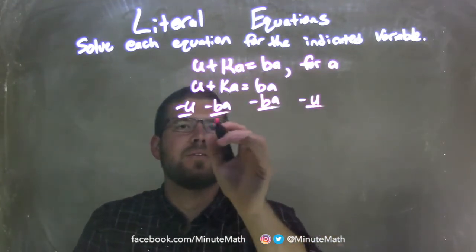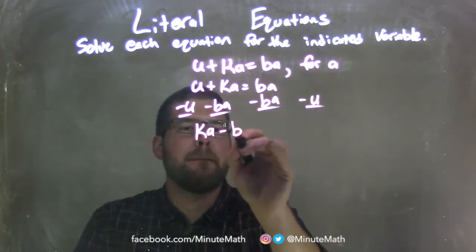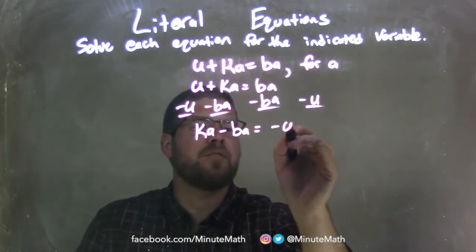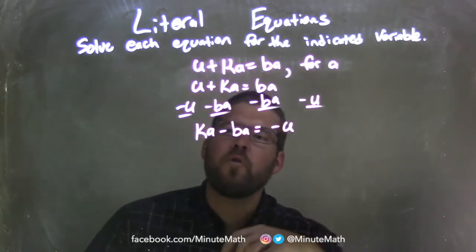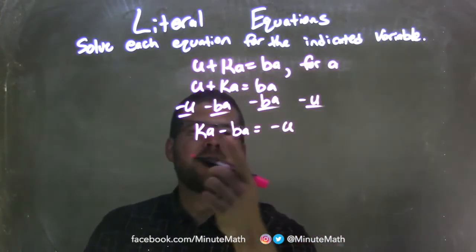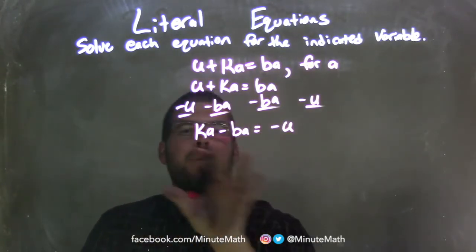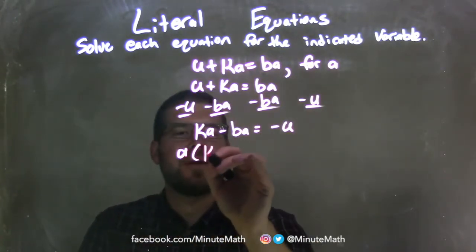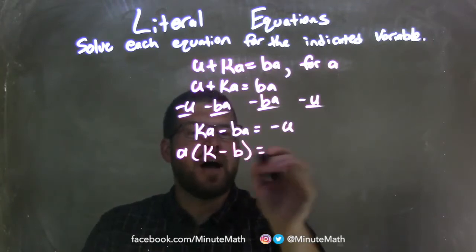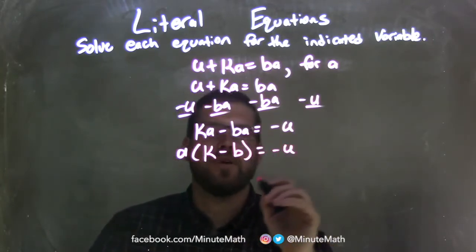And what that's going to do is leave me with ka minus ba on the left and a negative u on the right. From there, I see that there's an a in both parts here. So if I pull out an a from both parts, I'm left with k minus b times a on the outside, equals negative u.